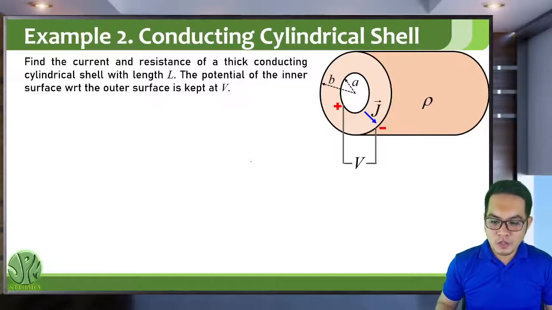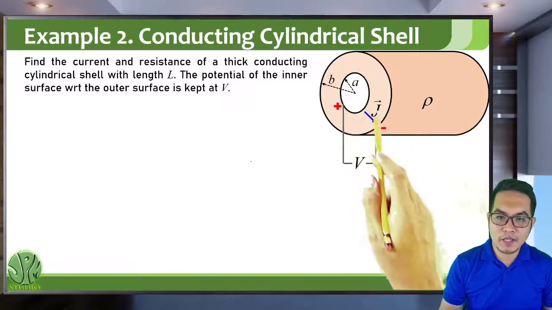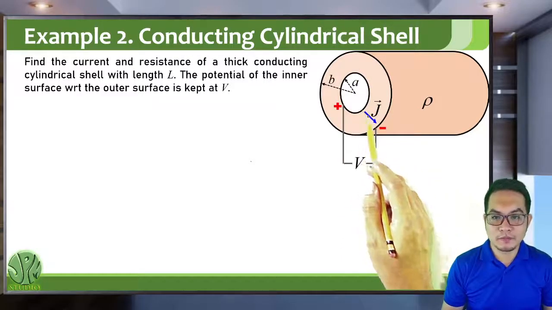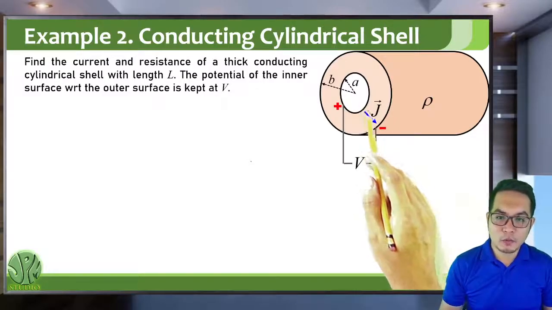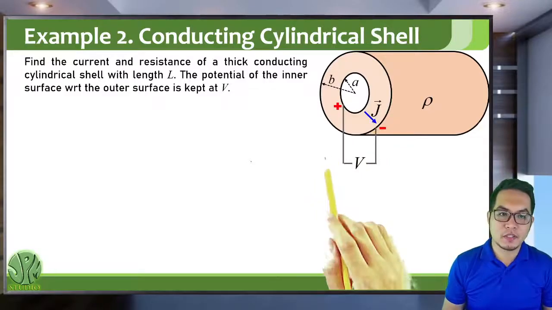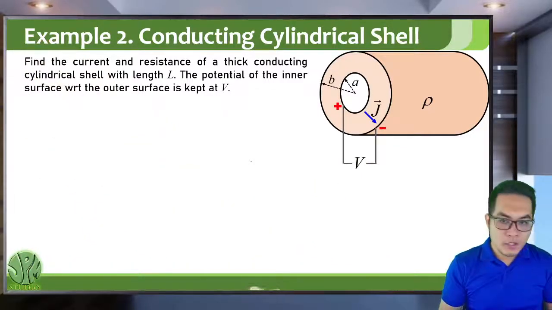So if you will notice, since the inner surface is the positive surface and the outer surface is the negative surface, the electric field is actually outward, meaning the current will also be outward, and the current density is also outward, radially outward. Okay.